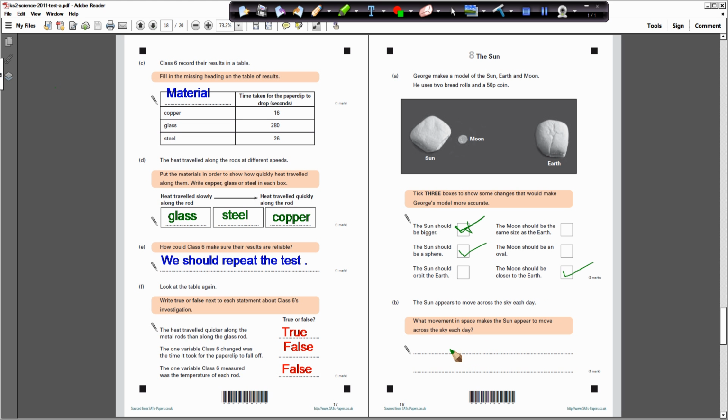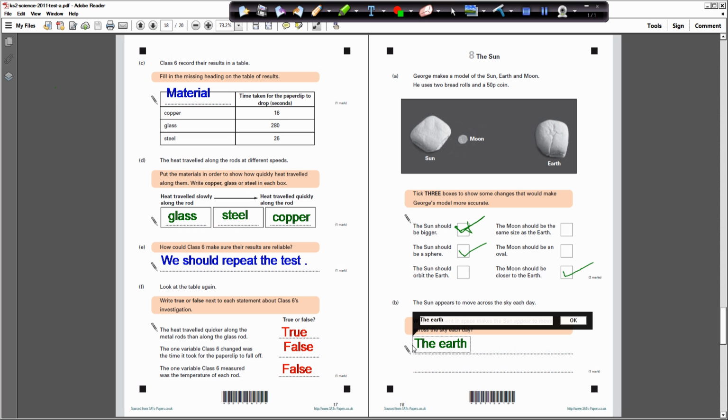Next one. The sun appears to move across the sky each day. What movement in space makes the sun appear to move across the sky each day? What's actually causing it to look as though the sun is moving? The earth is moving. The earth spins on its own axis. It spins slowly. That's right. So it's revolving.